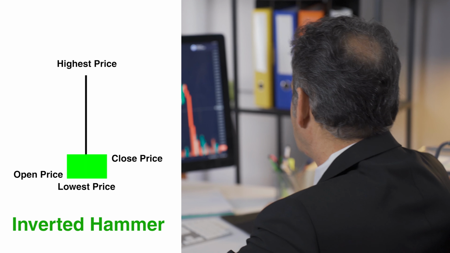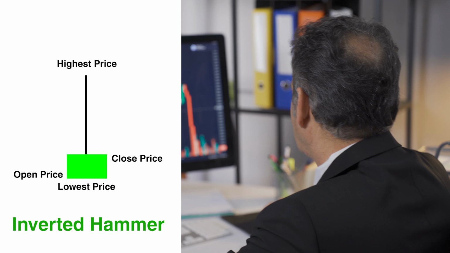Now imagine combining the inverted hammer with other tools. For example, if you use RSI and see that the market is oversold when the inverted hammer forms, that adds confluence. If you see divergence, where price is making lower lows but RSI is making higher lows, that's even stronger. Multiple confirmations create high probability setups.